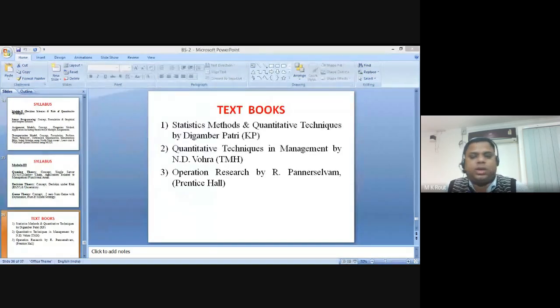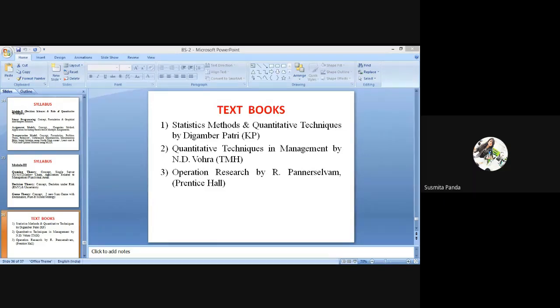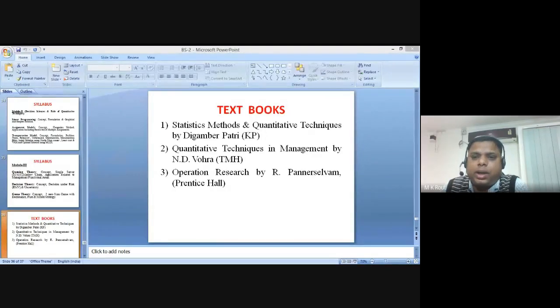If you go to the syllabus provided through the mail, there are so many books. But the most important thing: those who are really interested in decision science related to business or industry point of view, they directly go for Digambar Patri only, and the next is Panneerselvam, and N. D. Vohra's book is also available in our library. Clear? Sir, before the college opens, can we issue them from the library? You can directly issue these books. Clear? So apart from books, we will provide the notes also.